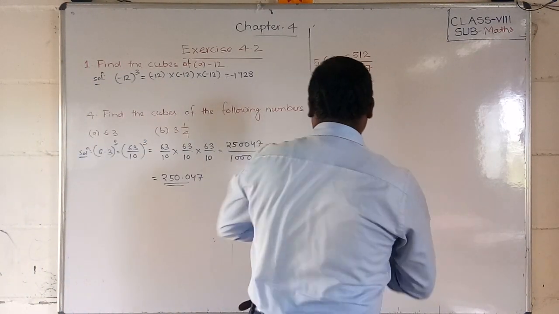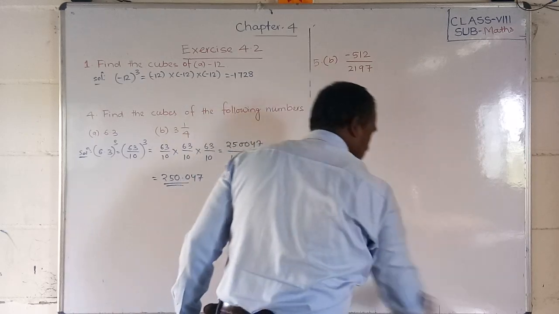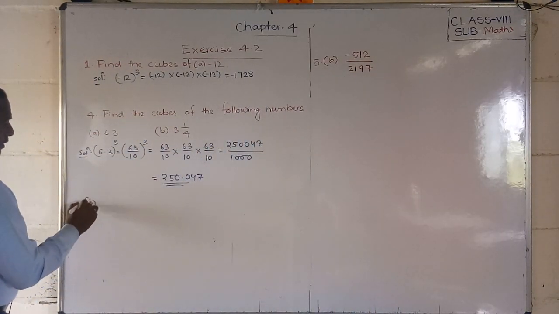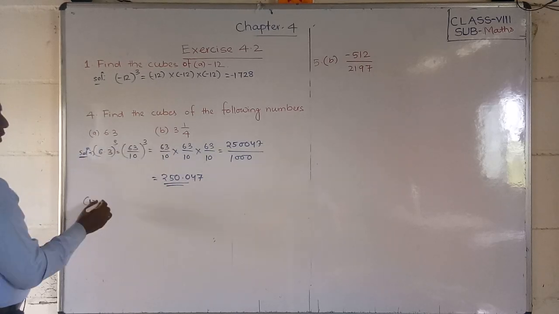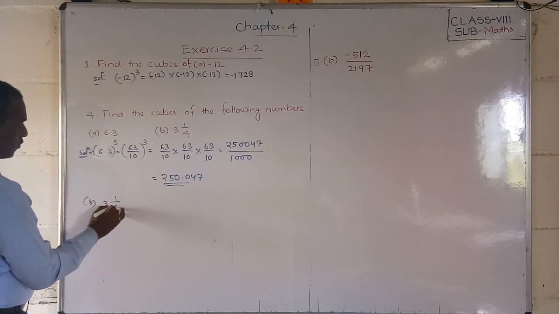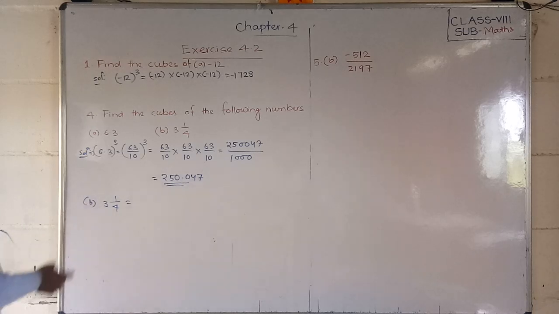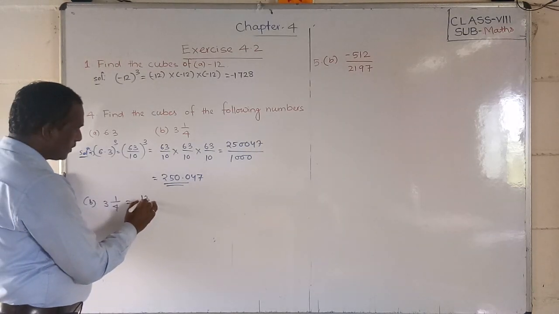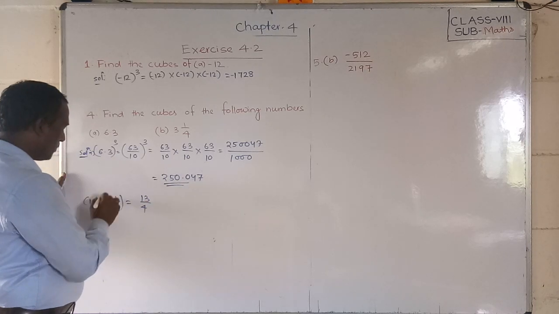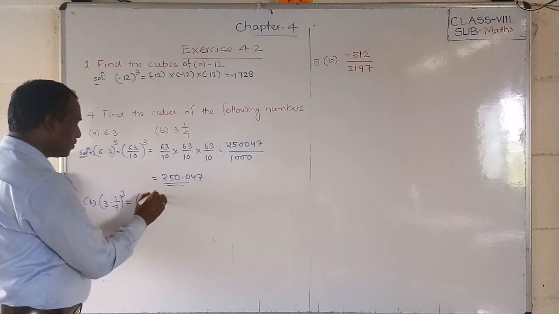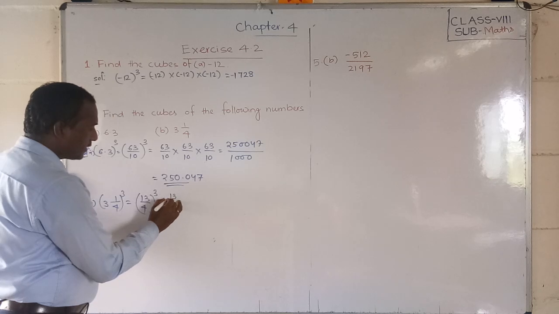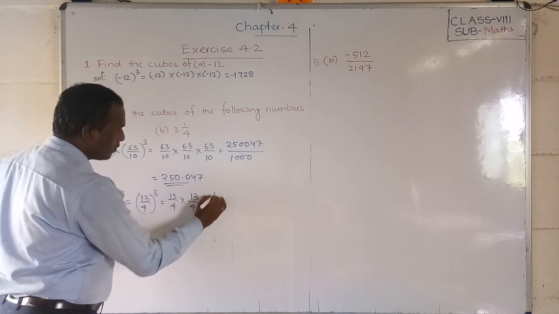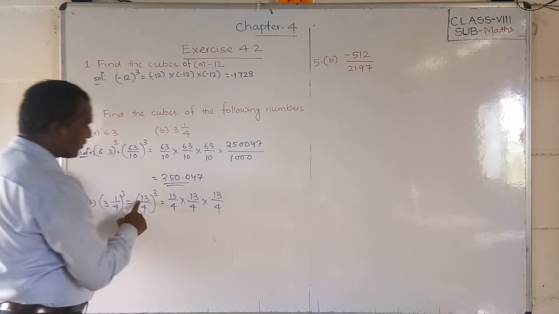So see students, next, observe here, next question B. This is 3 1 by 4. First of all, make it an improper fraction: 4 times 3 is 12, plus 1, 13 by 4. If we take the whole cube of this, it is 13 by 4 into 13 by 4 into 13 by 4. You have to multiply three times.